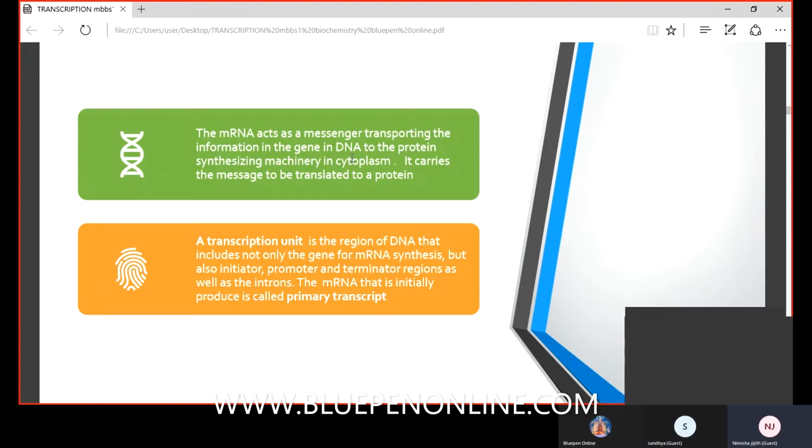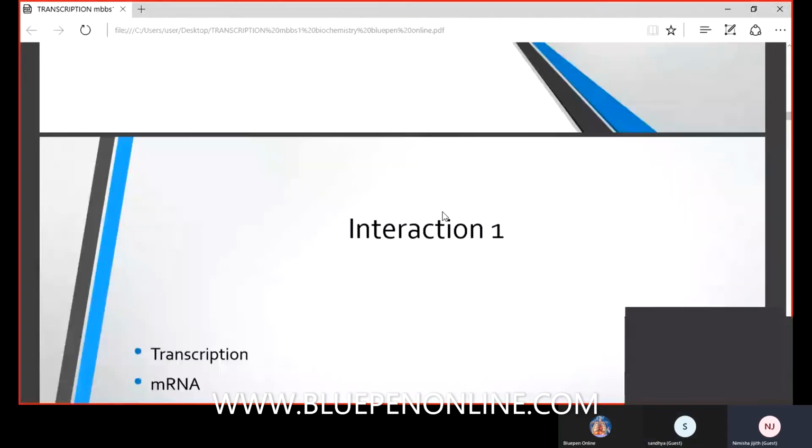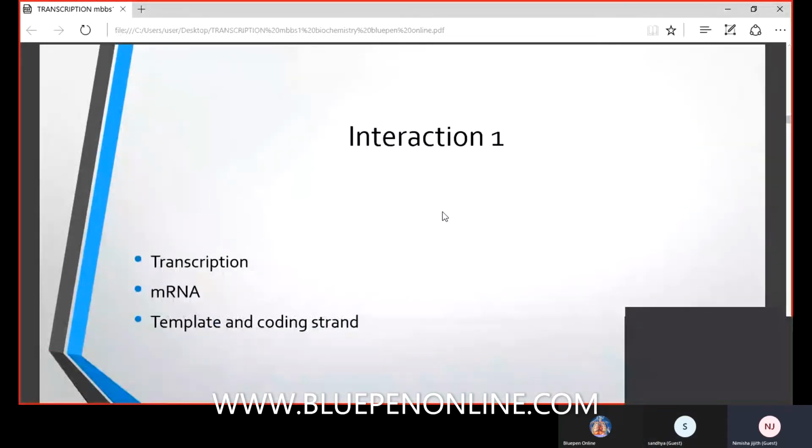The mRNA that is initially produced is called the primary transcript. So now we are entering into the transcription unit and we form a particular compound, known as the primary transcript. Let us see what will happen next. So now it is the time of interaction. Which strand is known as the coding strand?